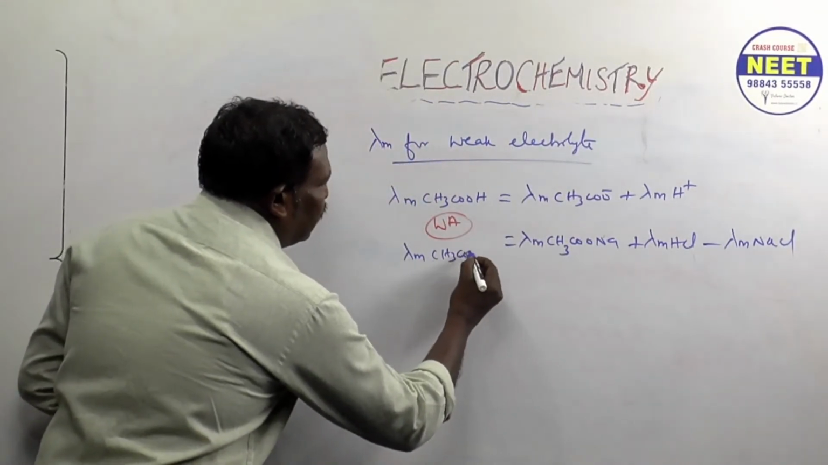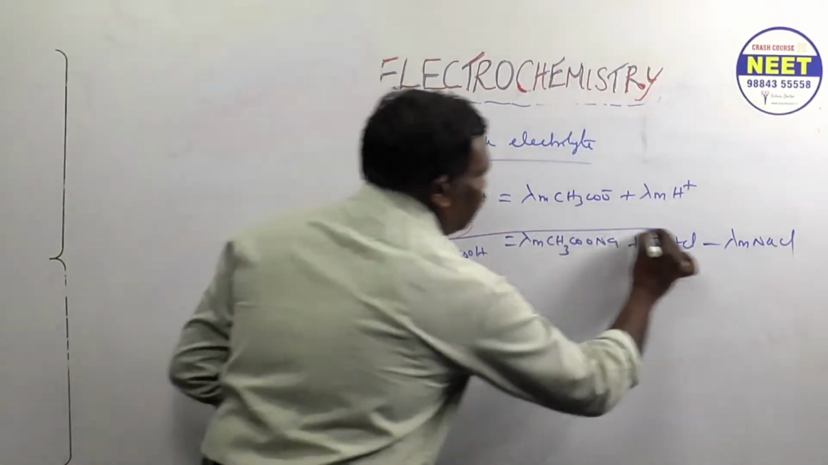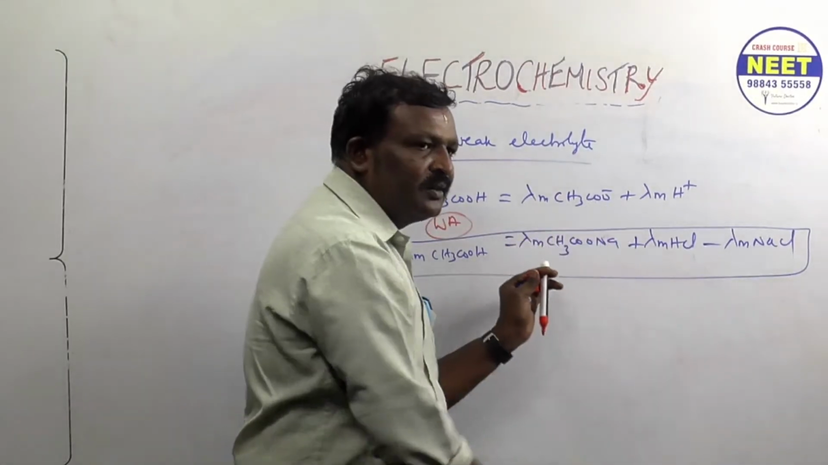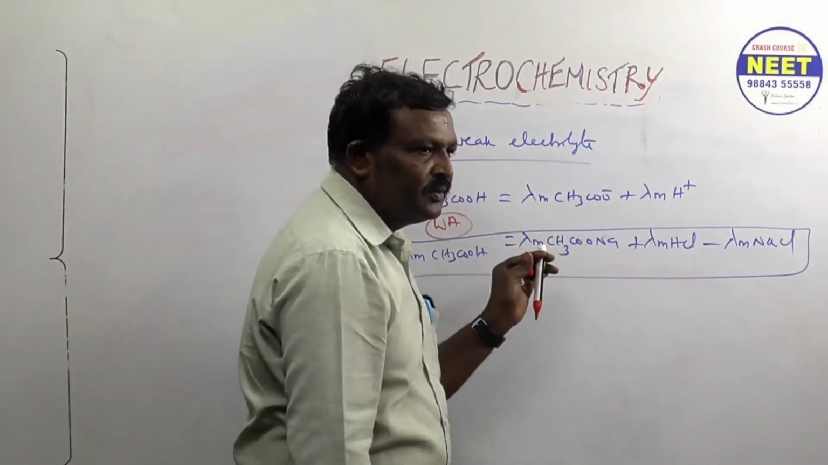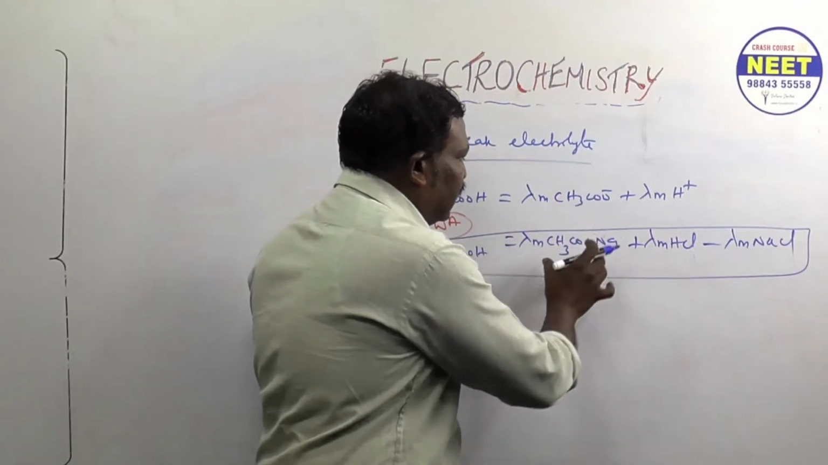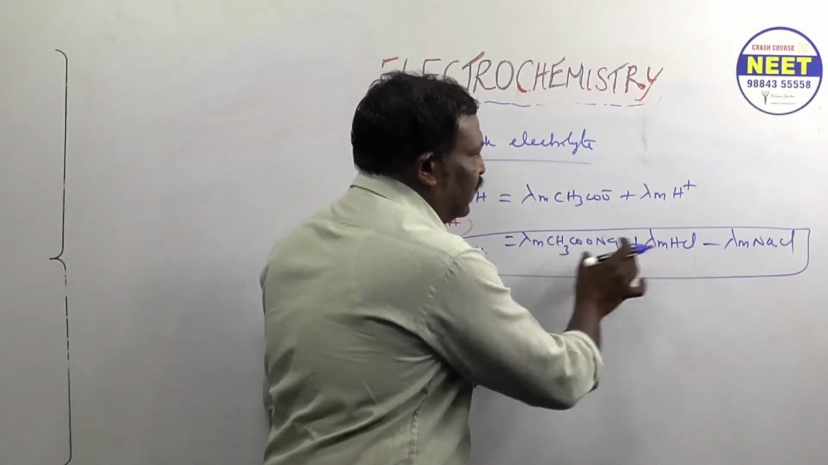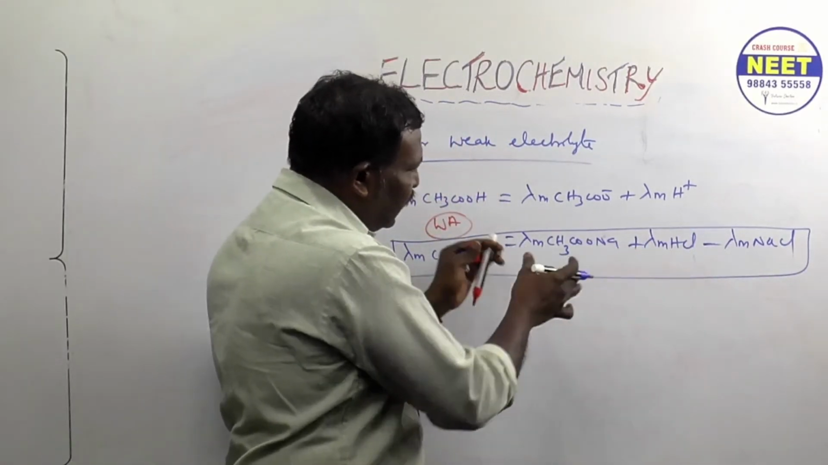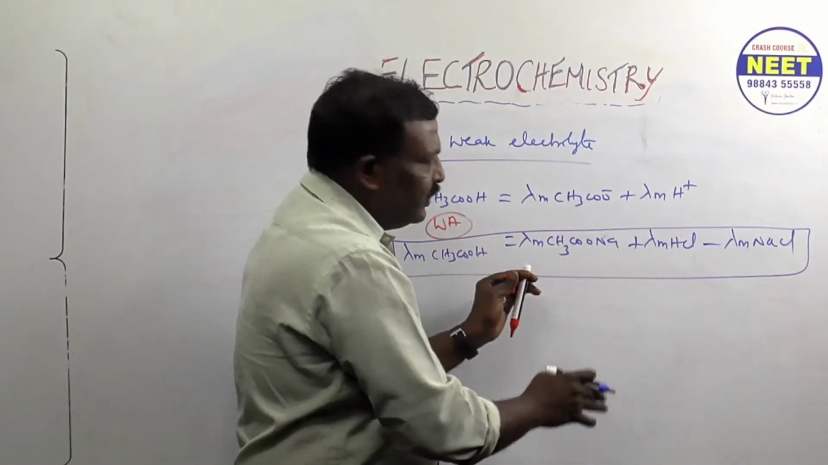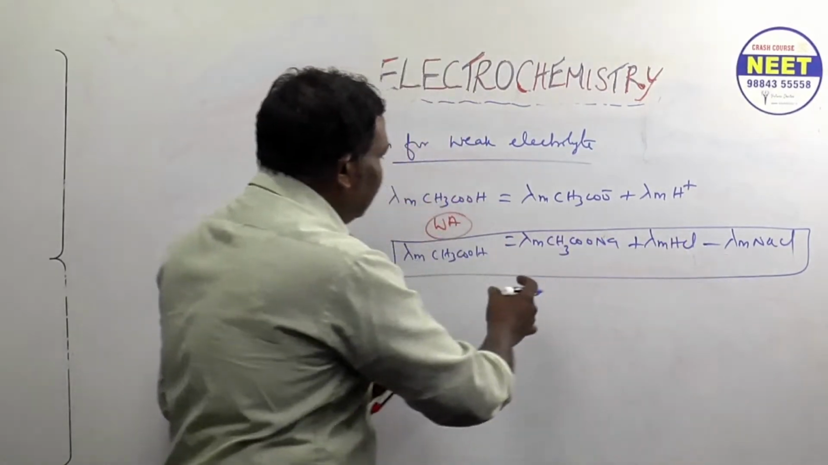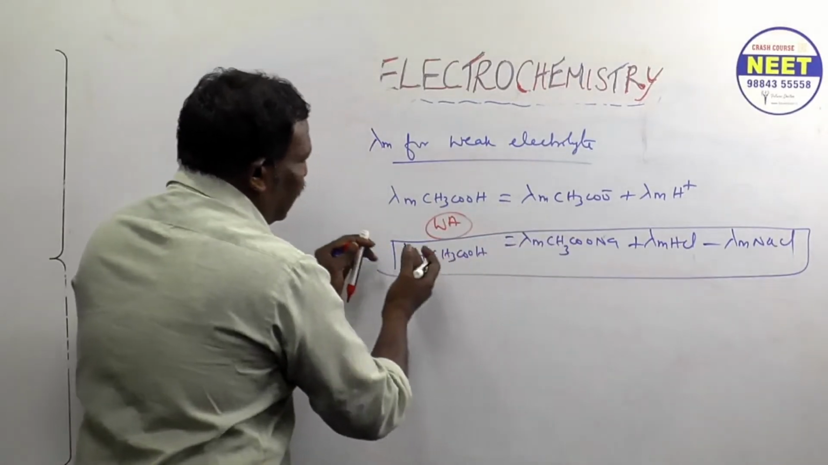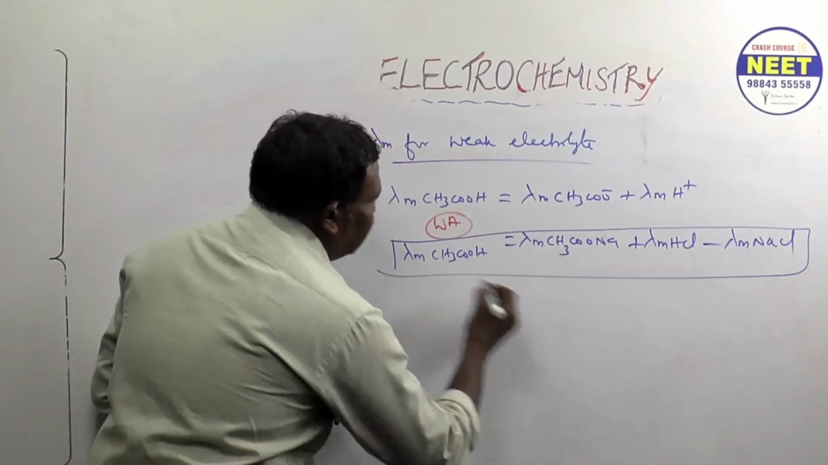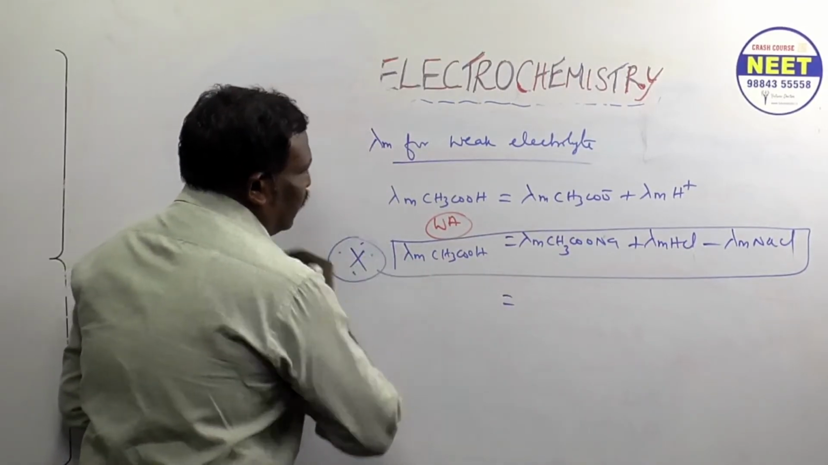This is the formula. If you find these, they are strong electrolytes. When you put in water, they completely ionize. So you find the lambda m of this salt, HCl, NaCl. Then you add them together, find them separately, and put the values here. Then only that value is equal to lambda m of acetic acid. Or we can say, for lambda m of acetic acid, just keep this formula in mind. Don't worry about the other one.